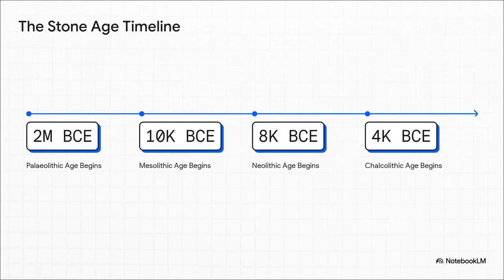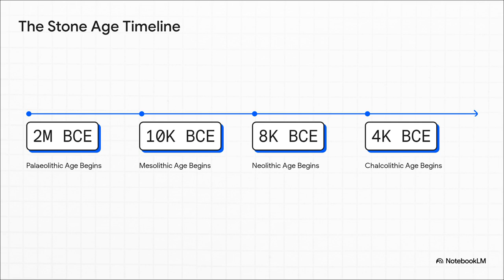Now, the overarching era we're exploring is the Stone Age. It's called that because without modern metals, stone was humanity's ultimate survival asset. To really wrap our heads around the scale of what we're talking about, we have to start way back at 2 million BCE. That's 20 lakh years ago. This kicks off the Paleolithic Age, which is by far the longest phase of human prehistory.